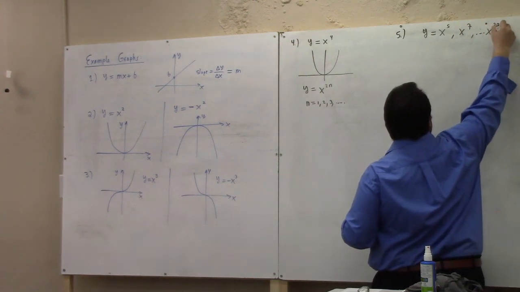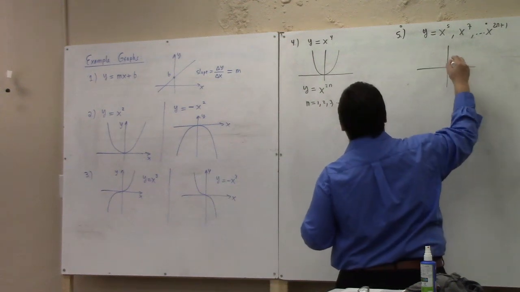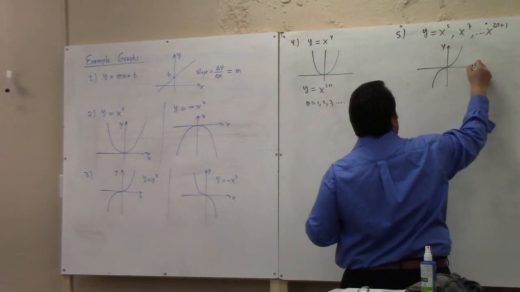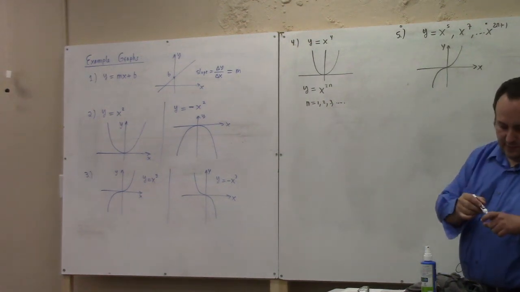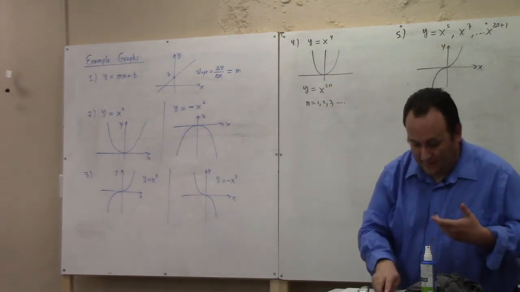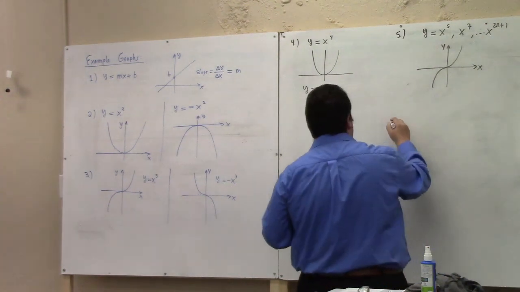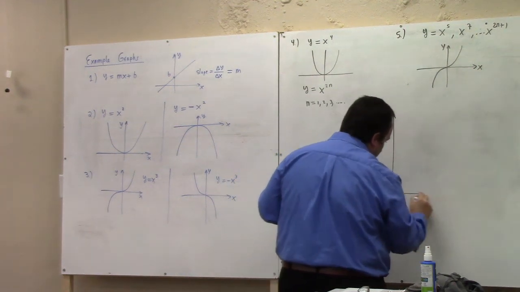Yep. And 5, if you have y equals x to the 5th or x to the 7th, generally x to the 2n plus 1, right? It looks basically like the cube. Now that's a lie. Let me show you why it's a lie. I can be more precise, all right? You're like, well, but they're not the same graph, right? That's true.